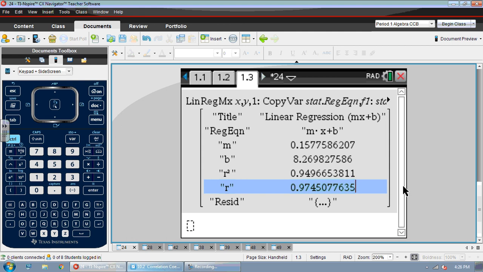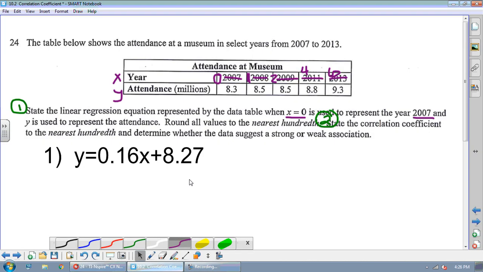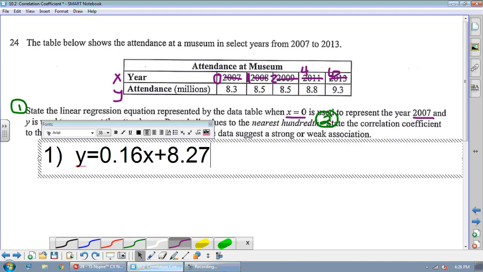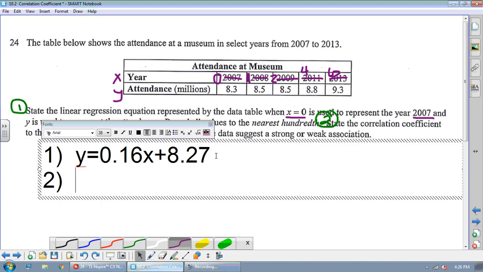We are asked to round the R value to the nearest hundredth, 2 decimal places. 0.974. The 4 does not make the 7 round up. So this is for part 2. This is the R value. R is 0.97.